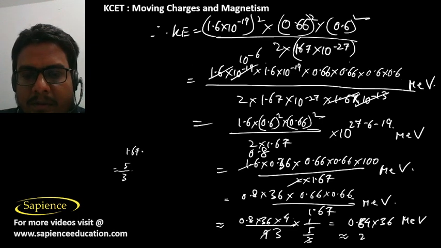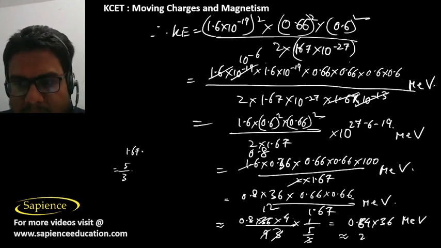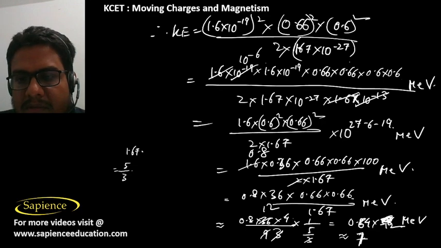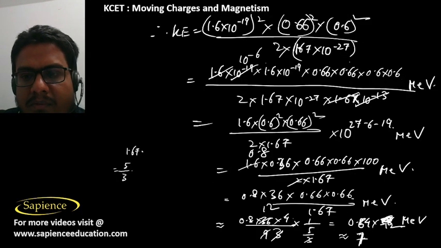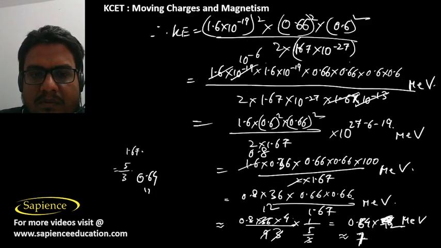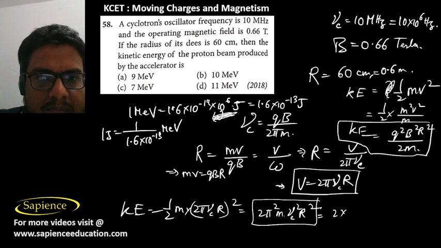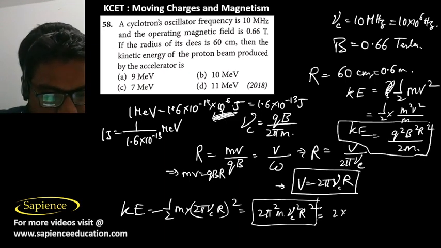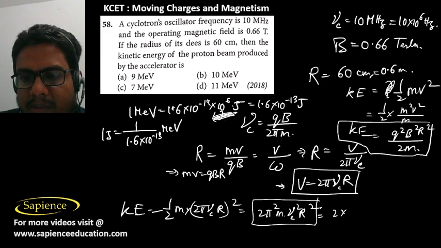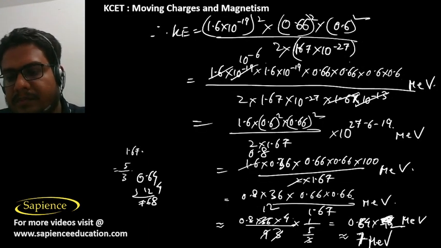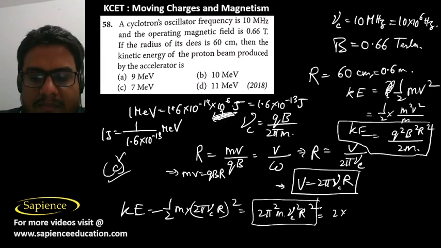By 3 is there. So 3 twelves are 36, so into 12. So approximately 7. So 12 fours are 48, so 0.64 into 12: 12 fours are 48, 12 sixes are 72, 76, so 7.68. So it is approximately 7 mega electron volt. Option C is the correct answer.